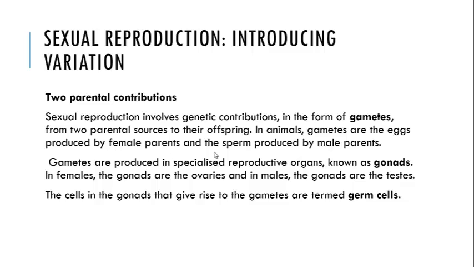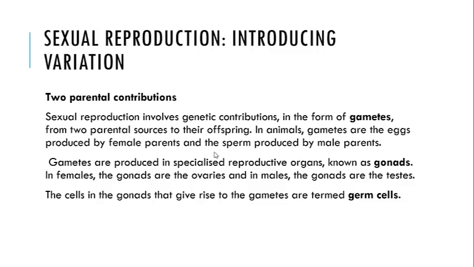So first off, let's talk about the 2 parental contributions. In contrast to asexual reproduction, we have to have 2 sets of genes to sexually reproduce. So even in parthenogenesis, it's talking about a faux fertilization. The reason we call it a false fertilization is because you're fertilizing with your own genetic material. So it's not really a fertilization where you can create crossing over. So sexual reproduction involves genetic contributions in the form of gametes from 2 parental sources to their offspring.